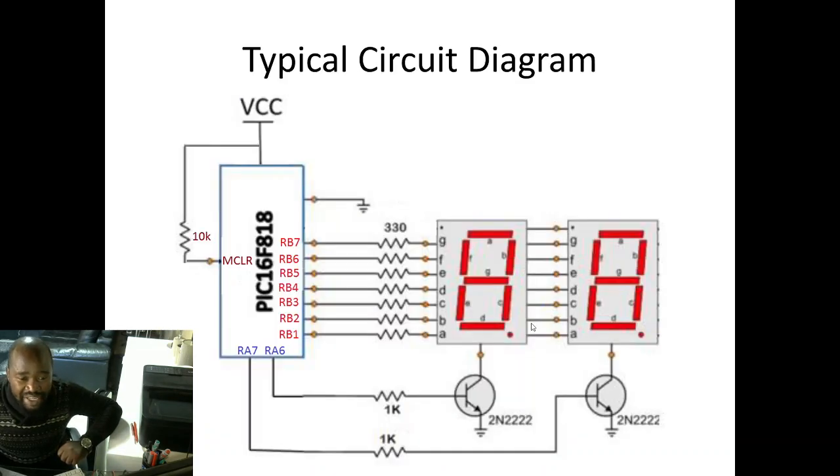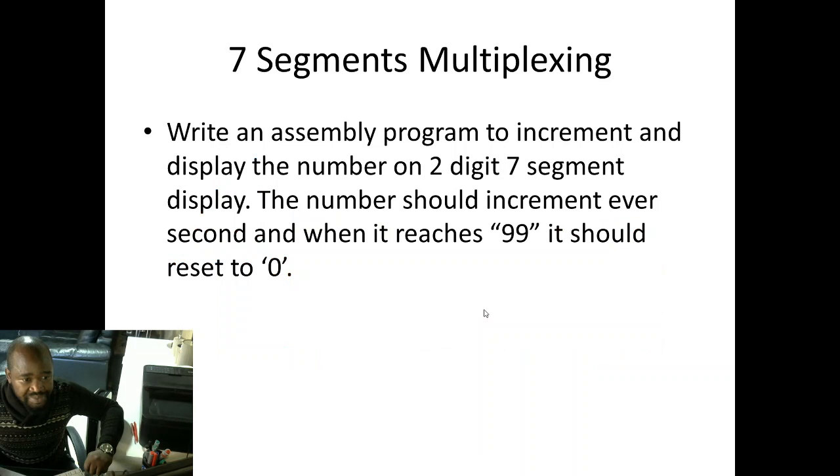But remember, the catch is we need one 7-segment enabled at a time, and then its corresponding data sent to port B. That's what we are going to try and achieve so that we can make 7-segment multiplexing possible. So let's go and write a program for this. We want to increment every second, with a two-digit display, and when it reaches 99, it must reset back to zero. That's the idea. So how do we do that in a program?